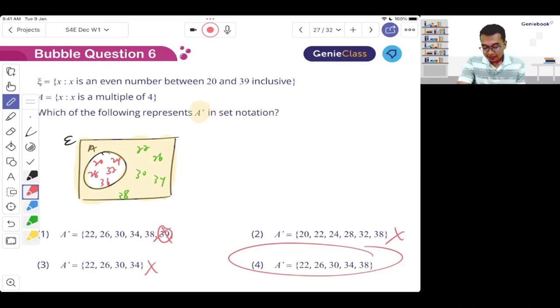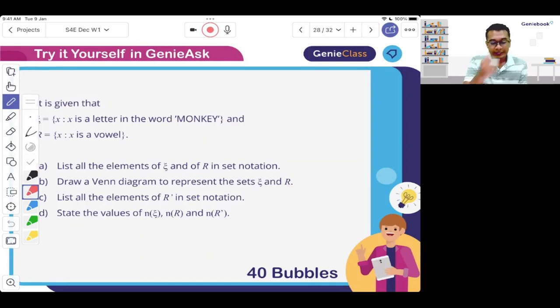Now, with that, we have wrapped up today's class. I'd like to show you before we end a try it yourself question. You can attempt this question. You can take a screenshot. Otherwise, you can actually look out for the announcement in your Genie Ask chats on how you can attempt this question. Four parts and it's worth 40 bubbles. Wish you all the best.